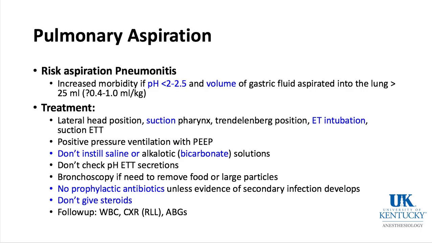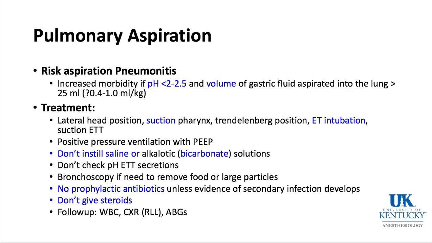The treatment when someone aspirates is turn their head to the side, suction their pharynx, put them in a Trendelenburg position, put an endotracheal tube down, suction the endotracheal tube. You're likely going to have to provide positive pressure ventilation with some PEEP to help with their oxygenation. Don't put saline down. Don't put bicarbonate solutions down into the lung. It can push the acid farther out into the alveoli and spread it out into multiple alveoli that were not previously involved. Don't check the pH of the endotracheal tube secretions.